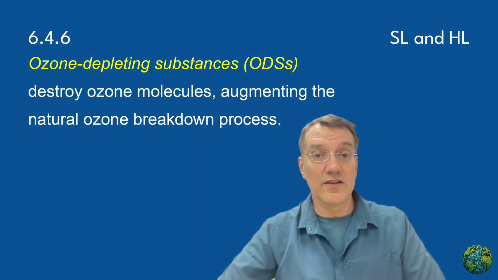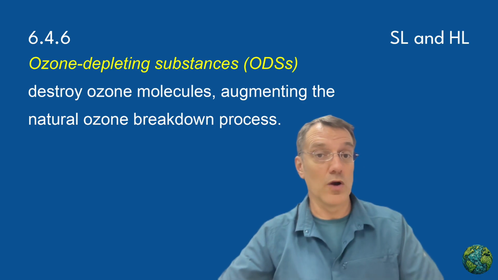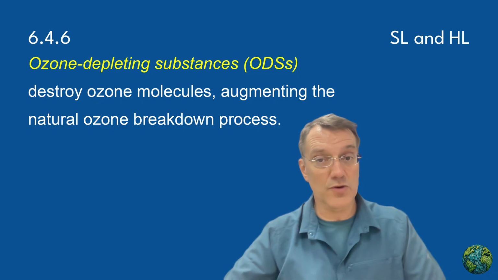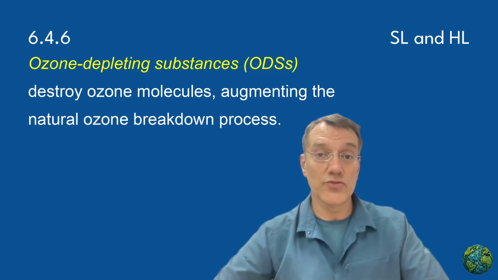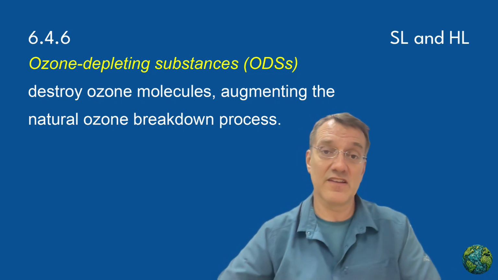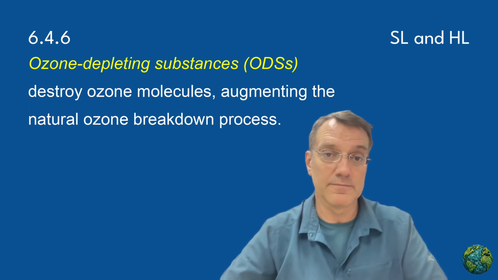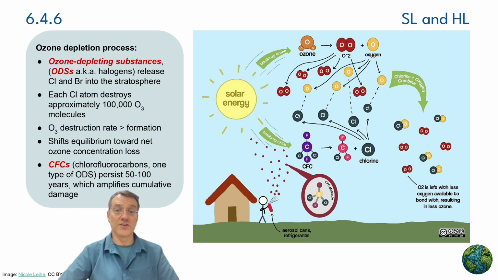Unfortunately, human activities have disrupted this natural balance. Ozone depleting substances, or ODSs, destroy ozone molecules beyond the natural breakdown process. These substances augment, meaning they increase or add to, the natural ozone destruction. The result is that ozone is being destroyed faster than it's naturally reformed, and that's what breaks the steady state equilibrium. The main ozone depleting substances are called halogens. Those are chemicals that contain chlorine and bromine atoms.